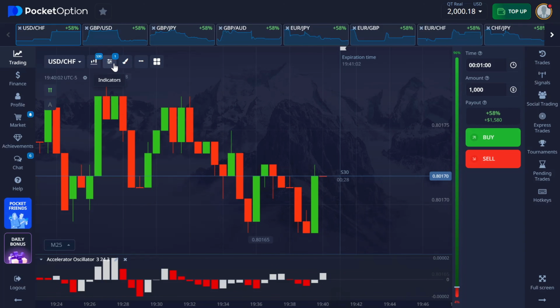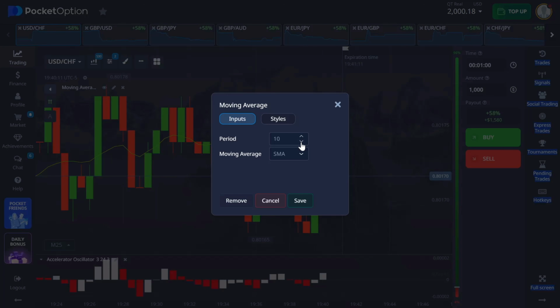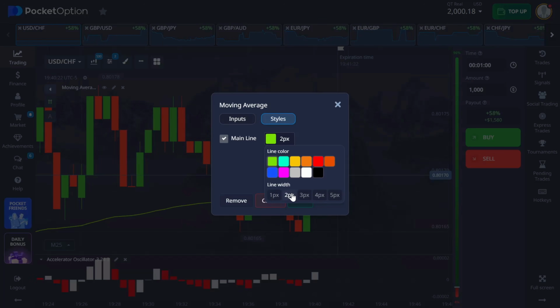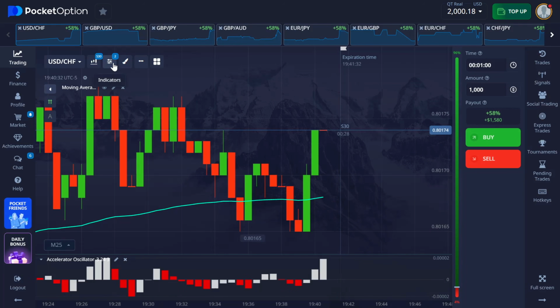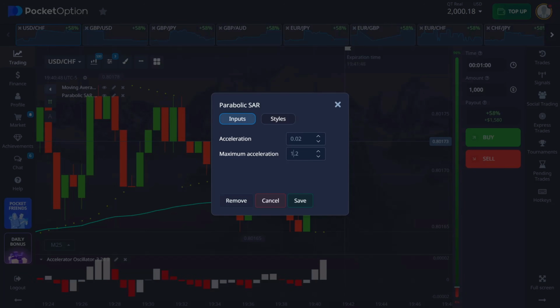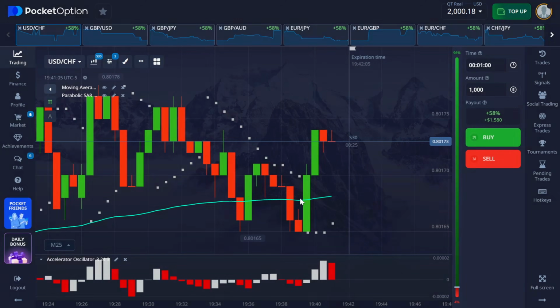For the second indicator, I'm going to use moving average. The setting for the moving average is 100. I'm going to use EMA, plus I'm going to thicken the lines. Okay, and I'm going to change the color. Let me use 2 pixels instead. Yeah, that's better. Beautiful. For the third indicator, it's going to be parabolic SAR. For the color, I'm going to choose this, thicken the lines, and save.